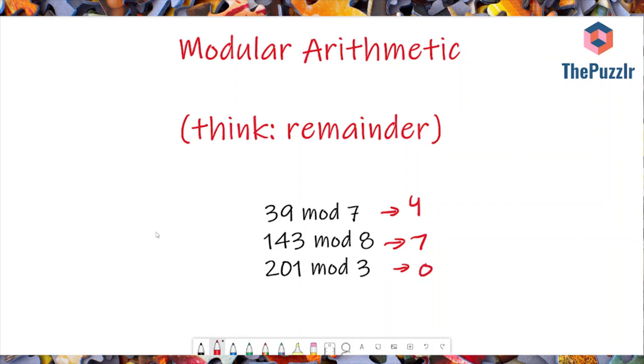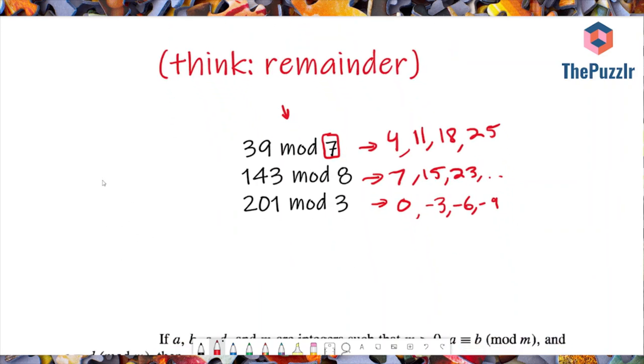And the cool thing about mods is that all numbers that leave the same remainder, mod some number, mod 7, for example, are all equivalent in that mod. So 4, 11, 18, 25, they're all equivalent. Or 7 plus 8, 15, 23, so on. Or you could even go the other way, 0, negative 3, negative 6, negative 9, these are all equivalent. So we have some cool properties that we have with mods.